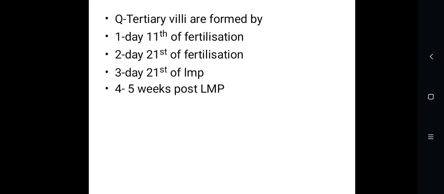Day 21 of LMP, no, this is not true. By that age even the implantation is not complete. And 5 weeks post LMP, you can say either the 21st day or 3 weeks after fertilization, or 5 weeks post LMP. In this case, answer options 2 and 4 are both correct. I have tried to show you that this can be asked in any of these ways, so you should remember this.